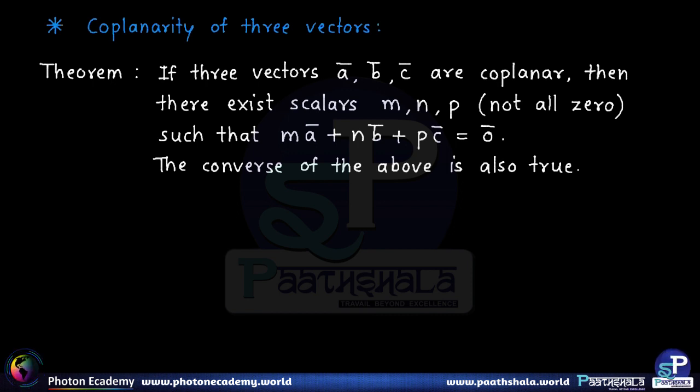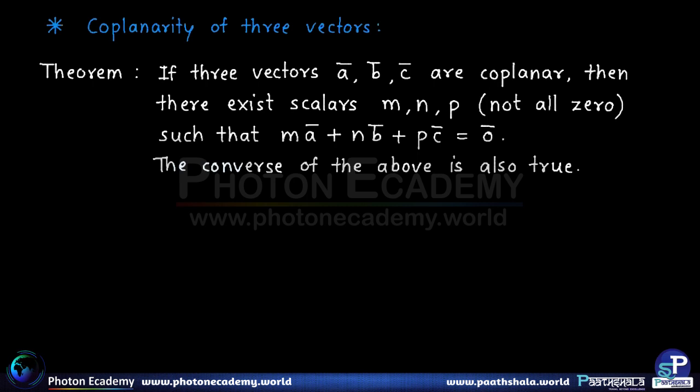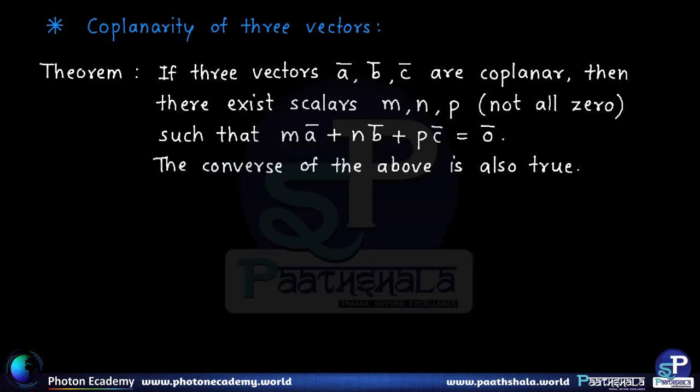So here once again we see a very similar pattern, that is instead of 2 we have 3 vectors, and if they are coplanar then there exist some scalars which we call as m, n and p, such that not all of them are 0 simultaneously, and the linear combination formed out of them is a 0 vector, right? Now here the way we assume is if three vectors are coplanar, so let us consider them as a bar, b bar and c bar.